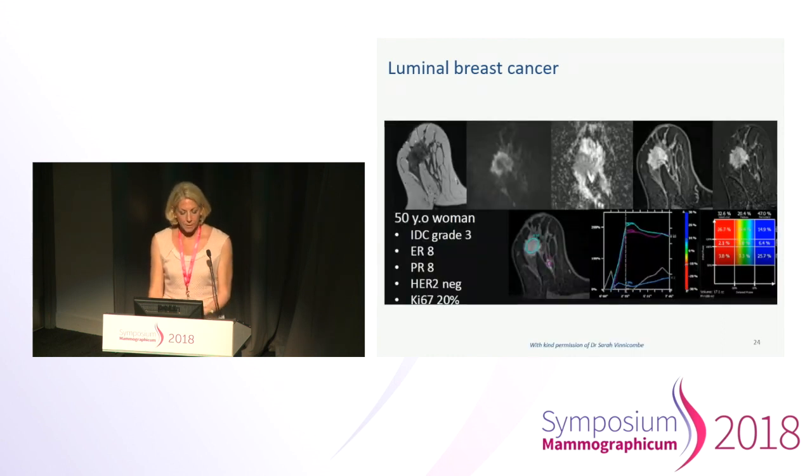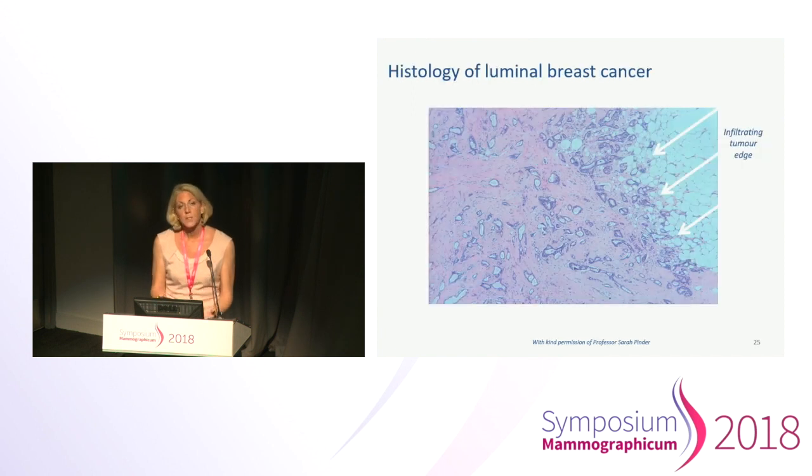And again, that's matched in this other example from Sarah. It does appear more like a rounded mass here, but again, there's spiculation, which helps distinguish it from a triple-negative breast cancer. And these features are matched with what we see in the histopathology. You can see that peripheral tumour edge is infiltrating into the fat, and it appears very different to the histology of a triple-negative breast cancer.